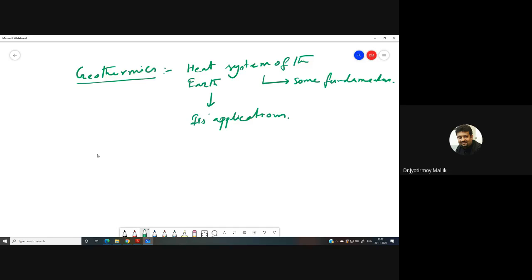Where we would look essentially at what is the actual source of the heat in the Earth. We will see their distribution and of course gradient, and what are they responsible for? I mean, what do they control?